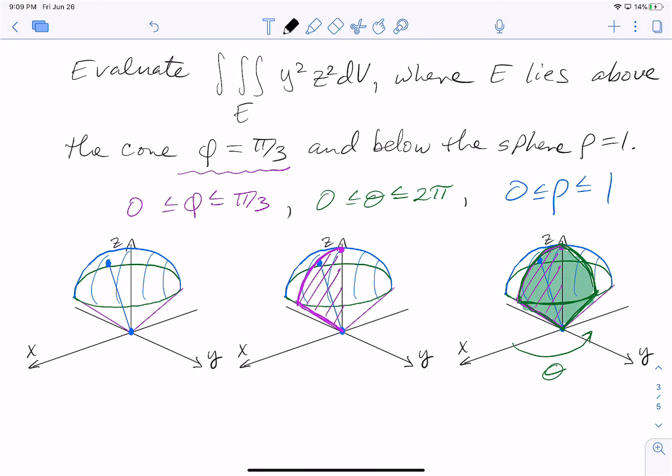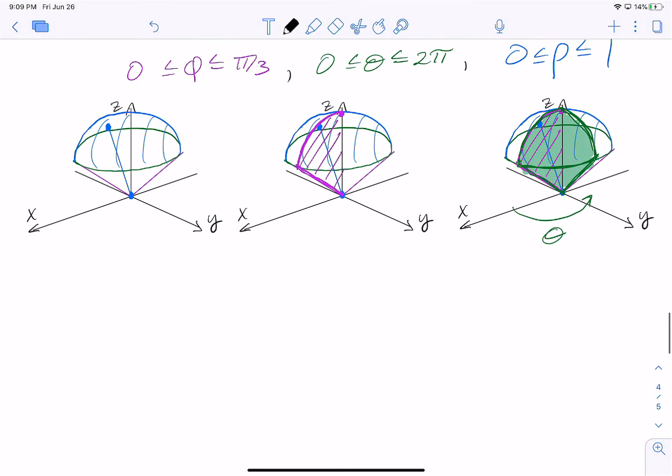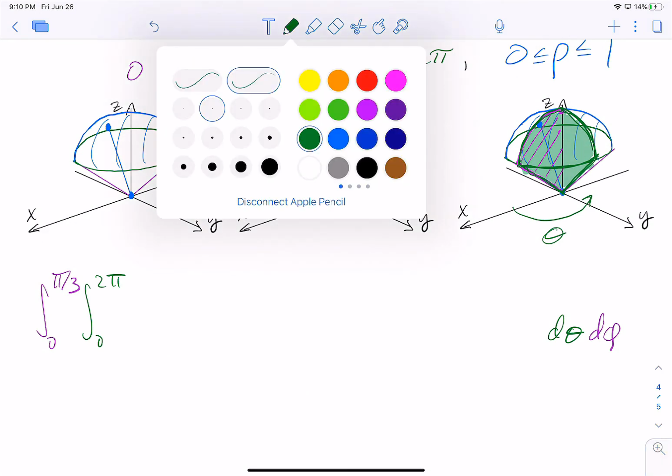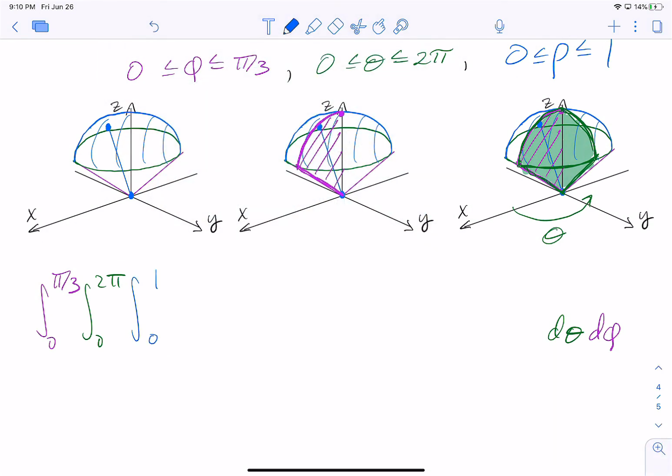Now that we have that down, let's evaluate the integral. Let's not forget our integrand is y squared z squared. So our integral is going to have phi going from 0 to pi over 3, and there's my d phi. Theta is going from 0 to 2 pi, and there's my d theta. Whoops, put it in the wrong place. D phi should be the outermost differential. My bad there. And then rho goes from 0 to 1, and that's our innermost differential.